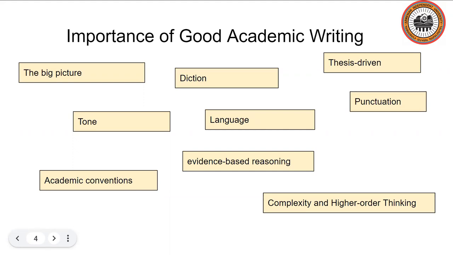Academic conventions: you understand that you need to keep the flow, that it should be cohesive and coherent. Everything should be done in a proper linguistic way. Evidence-based reasoning: you have your statement and you try, with your evidence, to support your statement once more. And complexity and higher order thinking. When I say higher order thinking here, I mean critical thinking. Whatever you read and cite in your literature should be very well thought out, using only reliable sources, and it should be complex enough because it is considered an academic article.